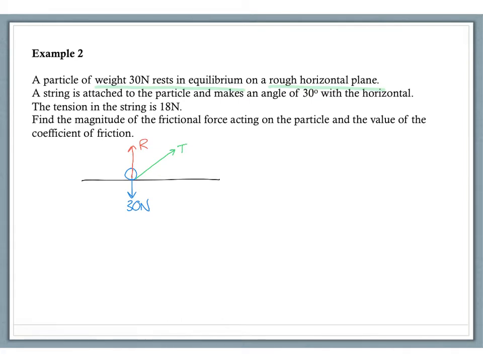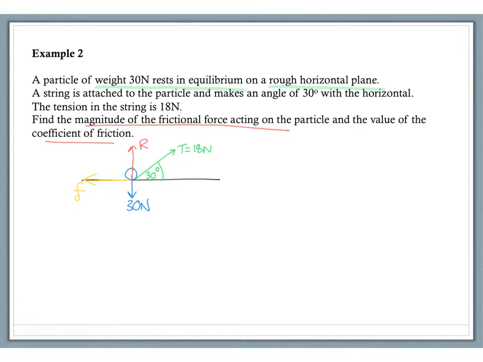It could be in the other direction as well. I've just drawn the diagram this way. And there's an angle of 30 degrees, and the tension in the string is actually 18 newtons, so I can label that there. Find the magnitude of the frictional force acting on the particle and the coefficient of friction. So two things that we need to do here. Now, the tension force is pulling the particle in one particular direction. The friction will oppose the direction of motion or the intended direction of motion, so friction will look like this.